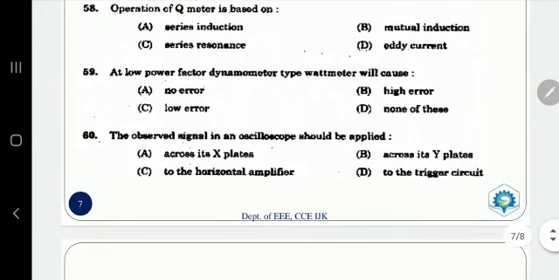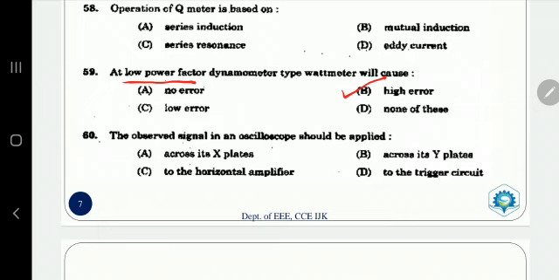At low power factor, dynamometer type wattmeter will cause... So for a low power factor, what is happening for a dynamometer type wattmeter? During the low power factor, the inductance value of the potential coil causes a serious error in the reading. So there is a very high error during this low power factor due to the inductance of the potential coil. So the answer for this question becomes B. 59 answer is B. Let's move on to the last question, that is question number 60.